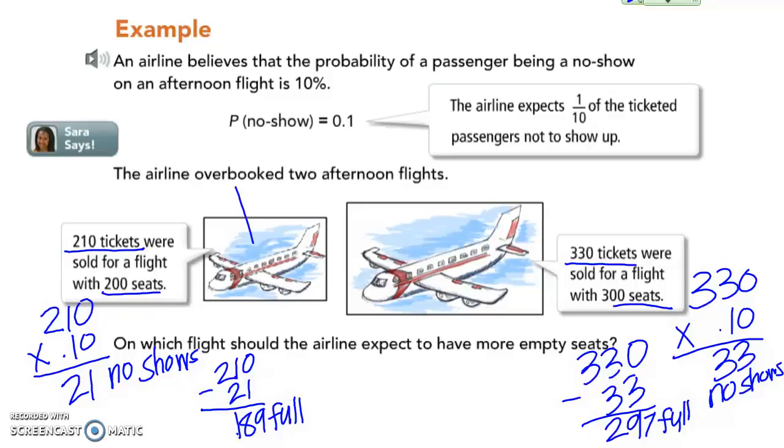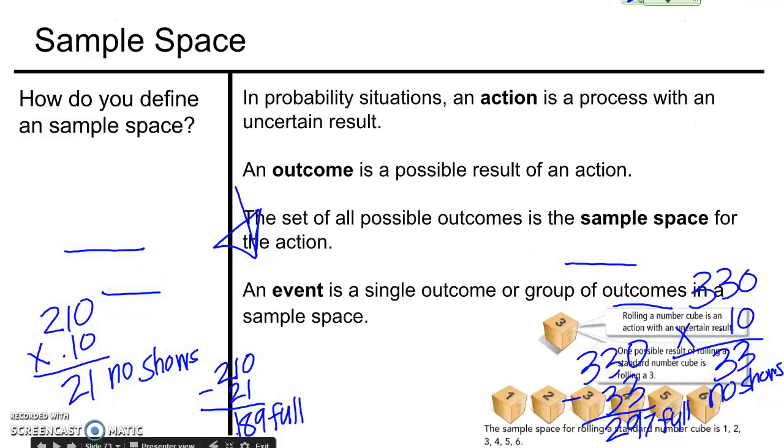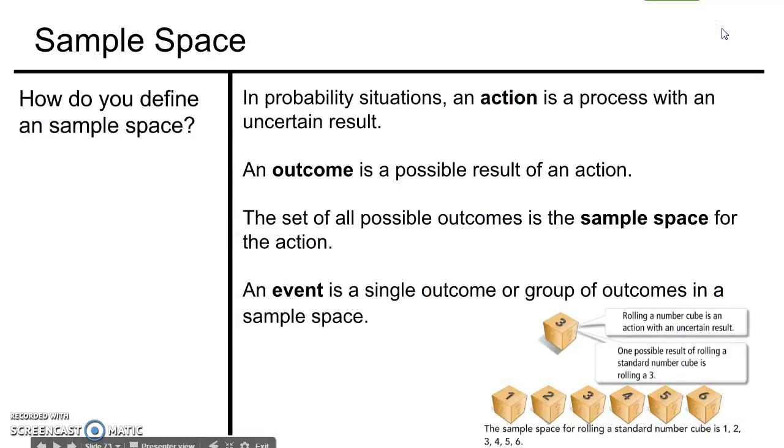So this flight would have more empty seats. They would have 11, I think we said? Yeah, 11 versus 3 on the other flight. So we can use probability in that way to make predictions about situations.